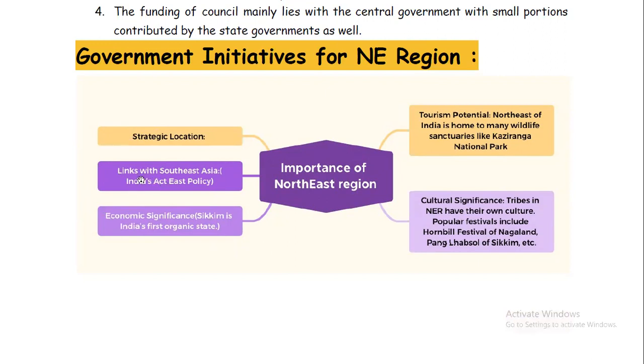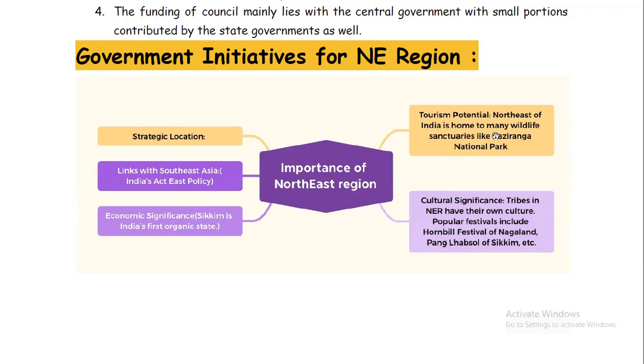So we can establish links with Southeast Asia, and for that we already have a policy, that is India's Act East policy. I already discussed Act East policy in some earlier session, and also the earlier one, the Look East policy. Then economic significance is there. From Assam, tea is exported, and it is the state having more than 50% of tea production. Also Sikkim, we know, is India's first organic state. So each and every northeastern state has some economic significance associated with it.